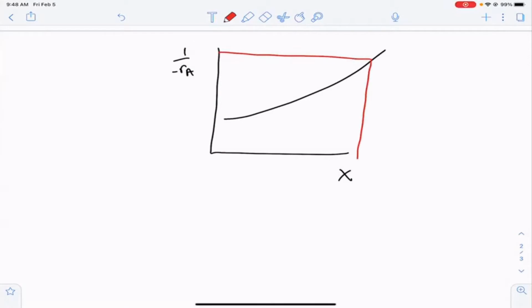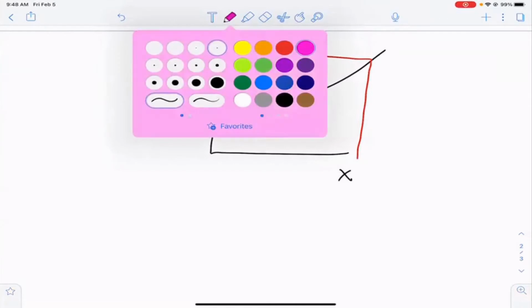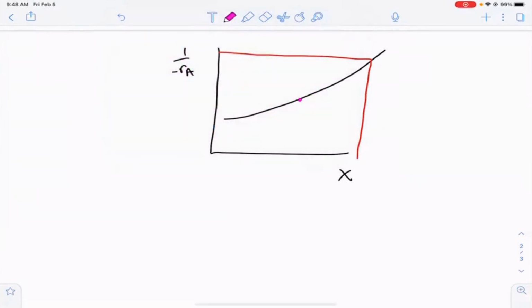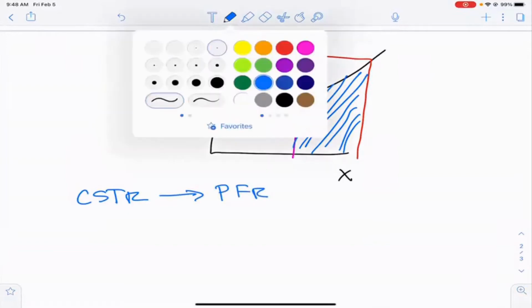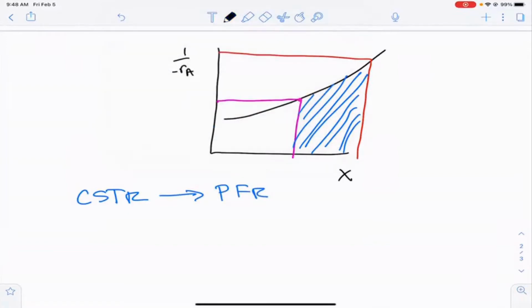Or one of the things that you can do instead is you could have a CSTR that gets you most of the way there, and then you could have a plug flow reactor that fills in this gap. So it is extremely common to have a CSTR and then a PFR. Then the overall volume of the system is less, which means the reactors probably cost less, etc.